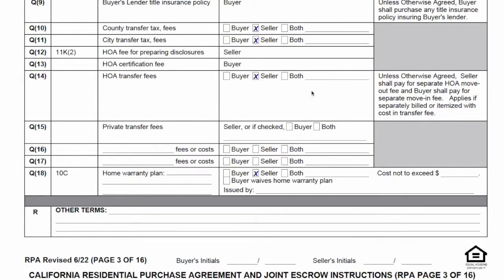We have the seller paying for HOA transfer fees. By default, the seller's paying for any private transfer fees. This is good that it's here by default. If you want to have your client pay for your transaction coordinator or your brokerage fee, you could write brokerage processing fee, or this actually could be better constructed, but you could put $400 TC fee buyer and pass on a cost to your client.